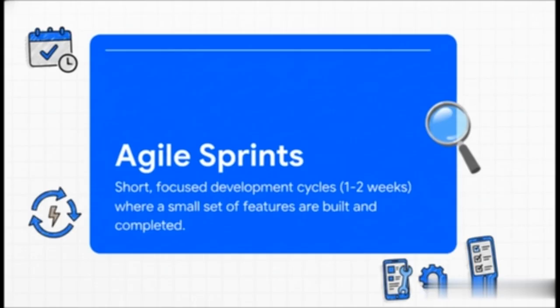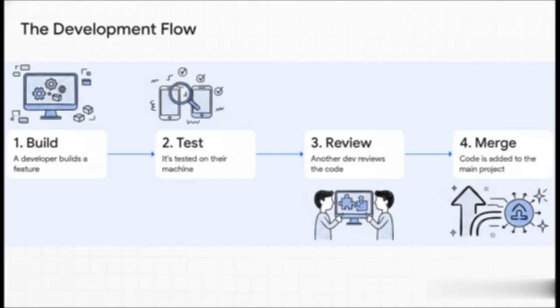For 1 or 2 weeks, the team focuses intensely on just a few features, and they get them completely done before moving on. And this gives you a great picture of the day-to-day rhythm. A developer builds a feature, they test it on their own computer, then they have a teammate look over their code to make sure it's high quality, and only then does it get added into the main project. It's a really smart, methodical system that lets you build fast without breaking everything.